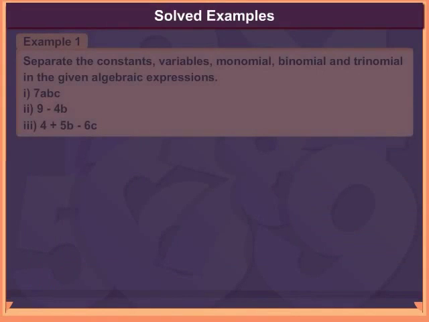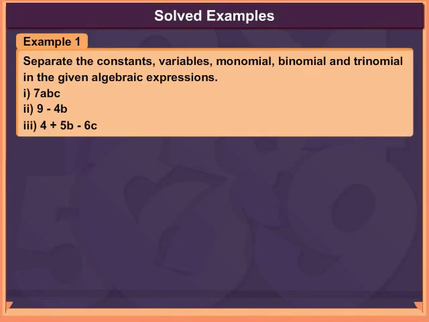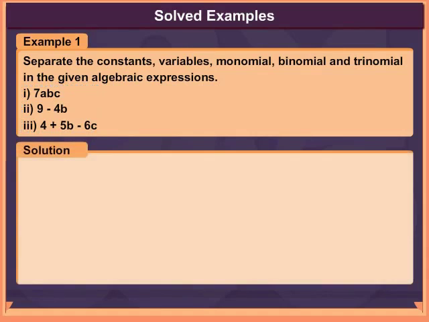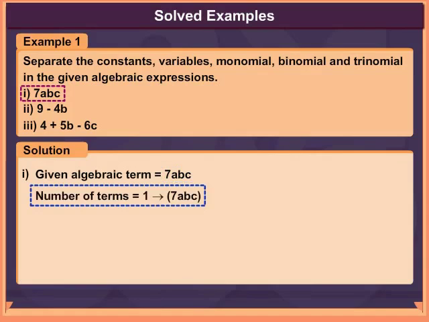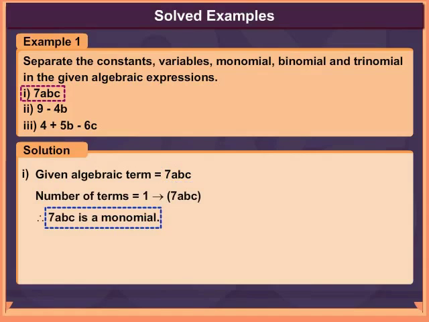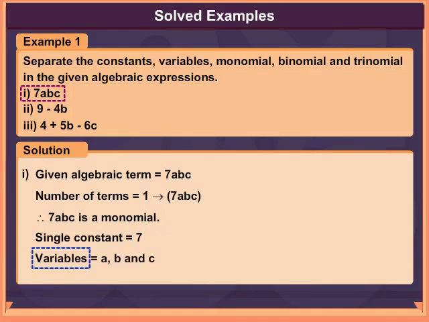Let us solve some examples on all the topics we learned now. Example 1. Separate the constants, variables, monomial, binomial, and trinomial in the given algebraic expressions. Solution. First, the given algebraic term is 7abc. In the first part, we can see there is only one single term, 7abc. So, the number of terms is 1. Therefore, 7abc is a monomial. Also, there is only a single constant, which is 7, and 3 variables named a, b, and c.